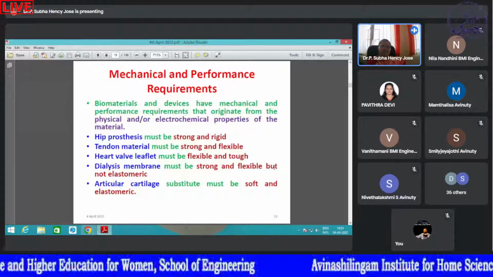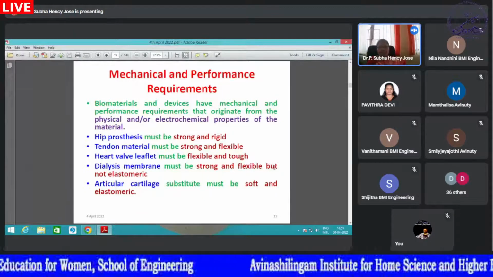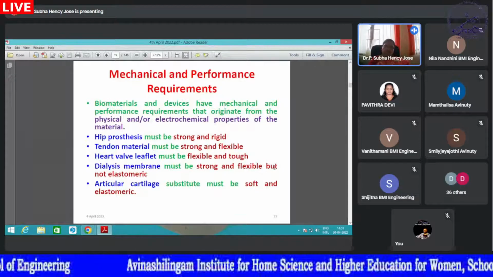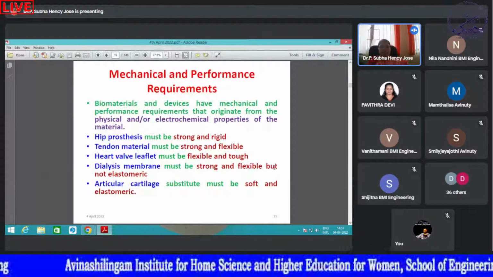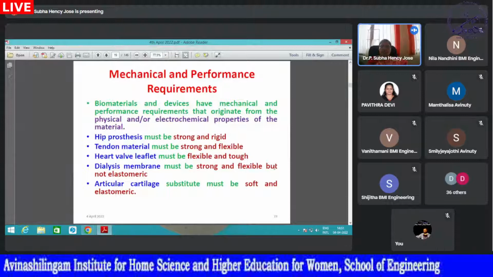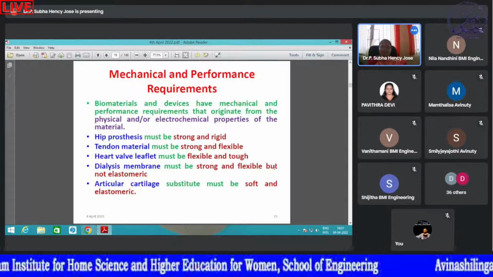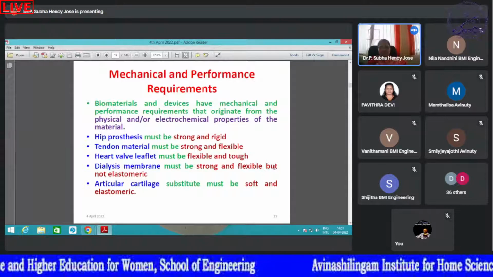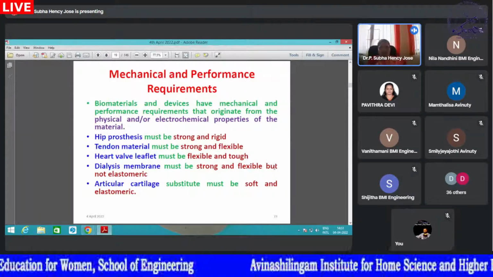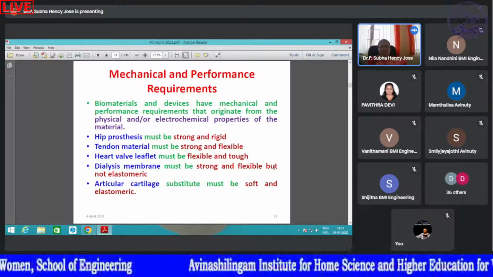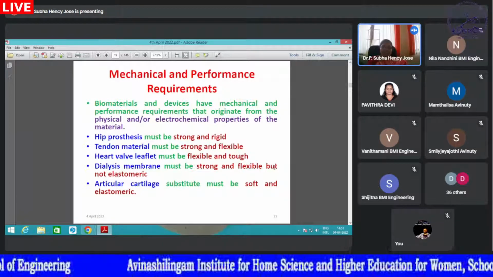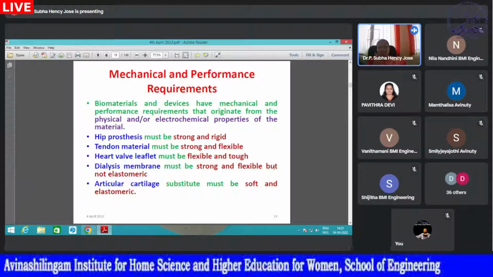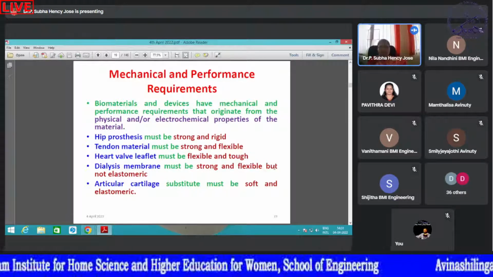And then you have the physical or electrochemical properties of the material. You know that when you are using a biomaterial for hip prosthesis, it should be strong and rigid. It should be strong, no? If it doesn't have strength and if it is not rigid, surely it is of no use. And the tendon material should be strong and flexible. Okay, flexibility is also required. And the heart valve has to open and close, so it should be flexible and tough.